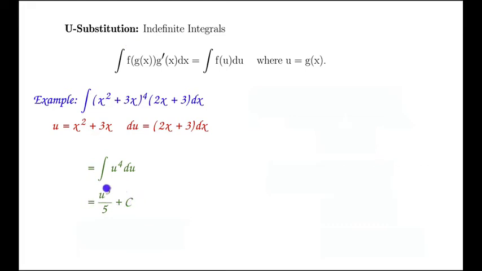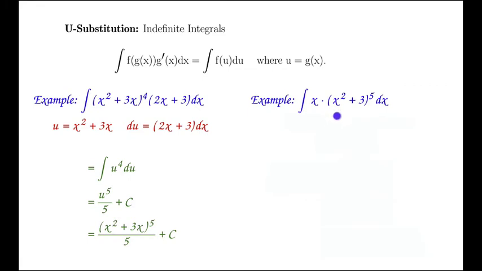But we're not done yet because this answer is in terms of u, and we need this answer in terms of x. So in for u, we have to put back in x squared plus 3x. And we end up with x squared plus 3x to the fifth over 5, all plus a constant. That's the answer for this indefinite integral. Let's look at another one, a little bit trickier.